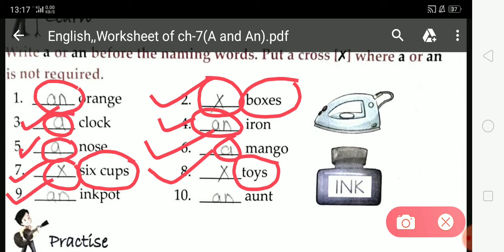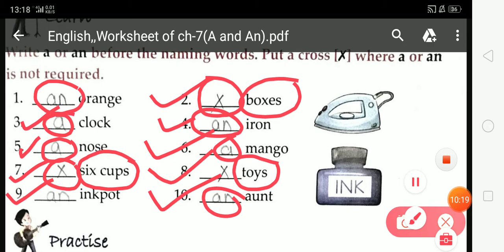Now come on nine, ink pot. In ink pot, I is a vowel. So student, before the ink pot we use an. Now come on tenth, aunt. So student, in aunt, A is a vowel, so we use an before the aunt. And here an is already filled.